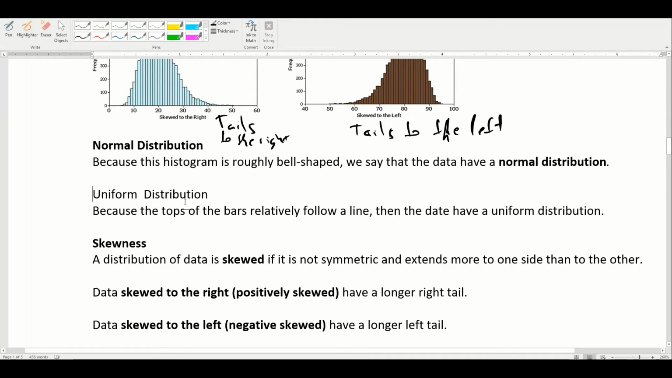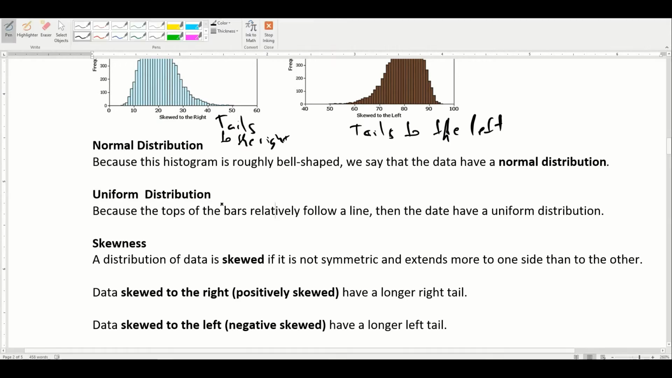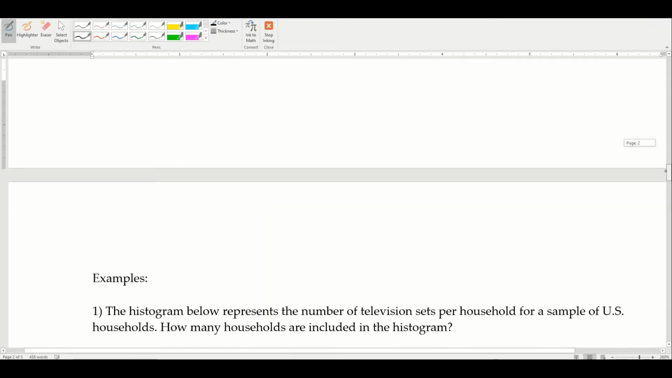Yep, I didn't really have to do that, but I did anyway. And so, uniform follows the line. Skewness as scale to the right, it tails to the right, and the skew to the left, it tails to the left. I like to use my words; they're easier to understand. Here comes the skewness. So now let's do some examples.